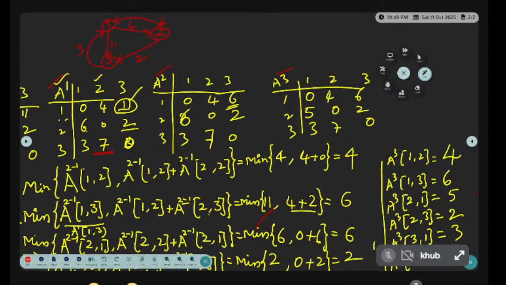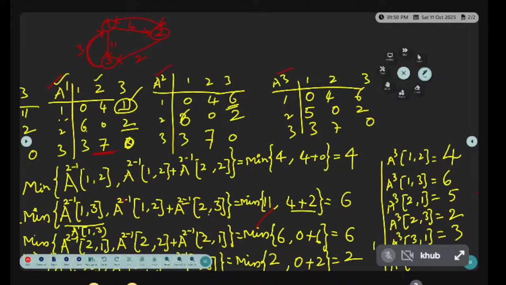See here now. Initially there is no direct edge between 3 to 2. 3 to 2, no edge. So in a power 0, it is infinite. Now a power 1 indicates via node 1, via vertex 1. So 1 to 1, 1 to 2, 2 to 1, 2 to 2, 2 to 3. And 3 to 1, direct path only. 3 to 2, there is no direct path, but we can have a path 3 to 1, then 1 to 2. That is 3 plus 4, 7. So that's what is updated.